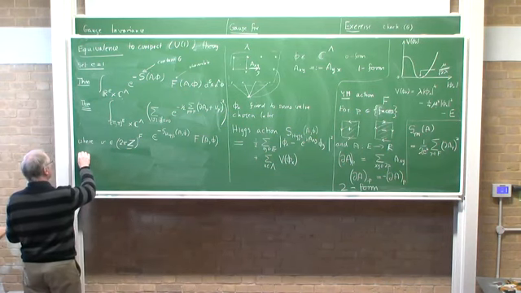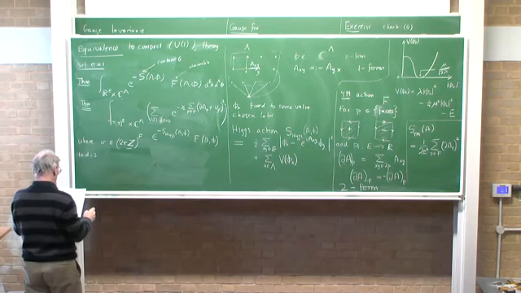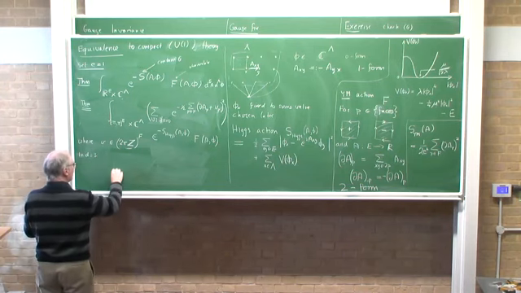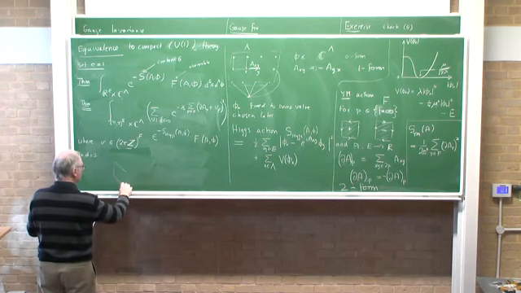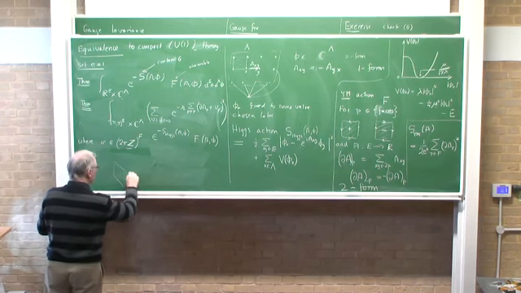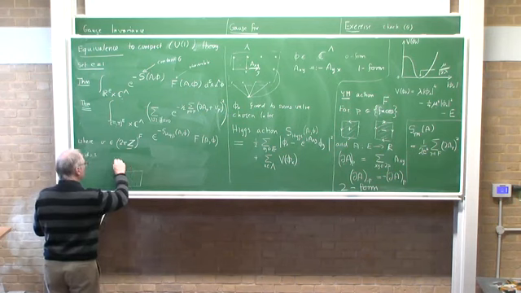So let's look at a picture in D equals 3. Look at a box, a cube.